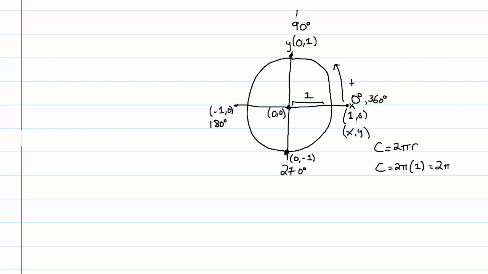A quarter of 2 pi is pi over 2. Adding another pi over 2 should get us pi. Another to that should get us 3 pi over 2. And another to that should get us 2 pi.